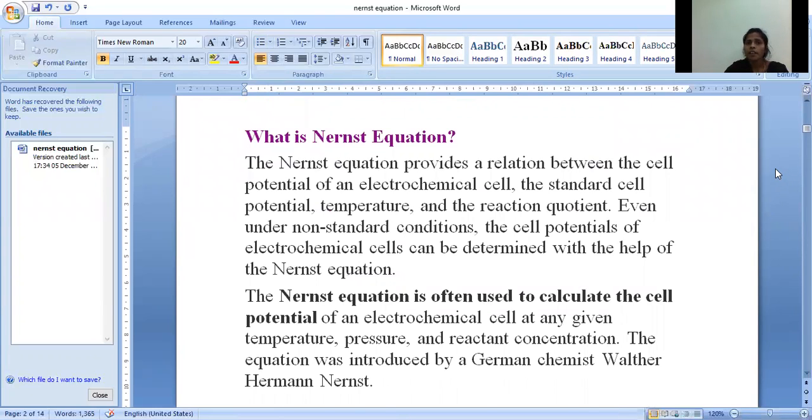Maybe in the intermediate level you have seen only the Nernst equation, but now let us see the derivation and applications of Nernst equation. The Nernst equation provides a relation between the cell potential of an electrochemical cell, the standard cell potential, temperature, and reaction quotient. Yes, so here the Nernst equation is nothing but the relationship between the cell potential.